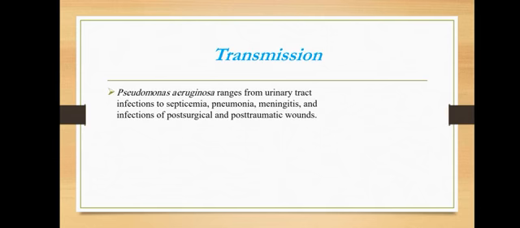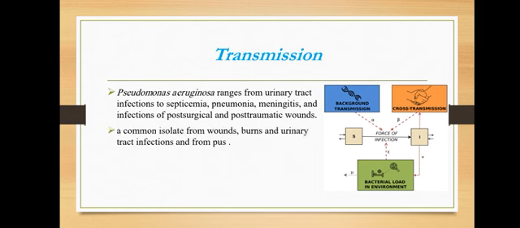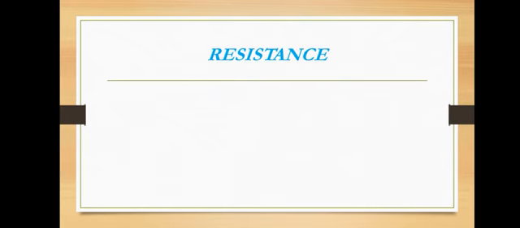How does it transmit? Its transmission ranges from urinary tract infection to septicemia, pneumonia, meningitis, and infection of post-surgical and post-traumatic wounds. A common isolate from wounds, burns, urinary tract infection, and from pus. Also found in otitis, its presence may be indicated by blue or green color of the pus or infected site.